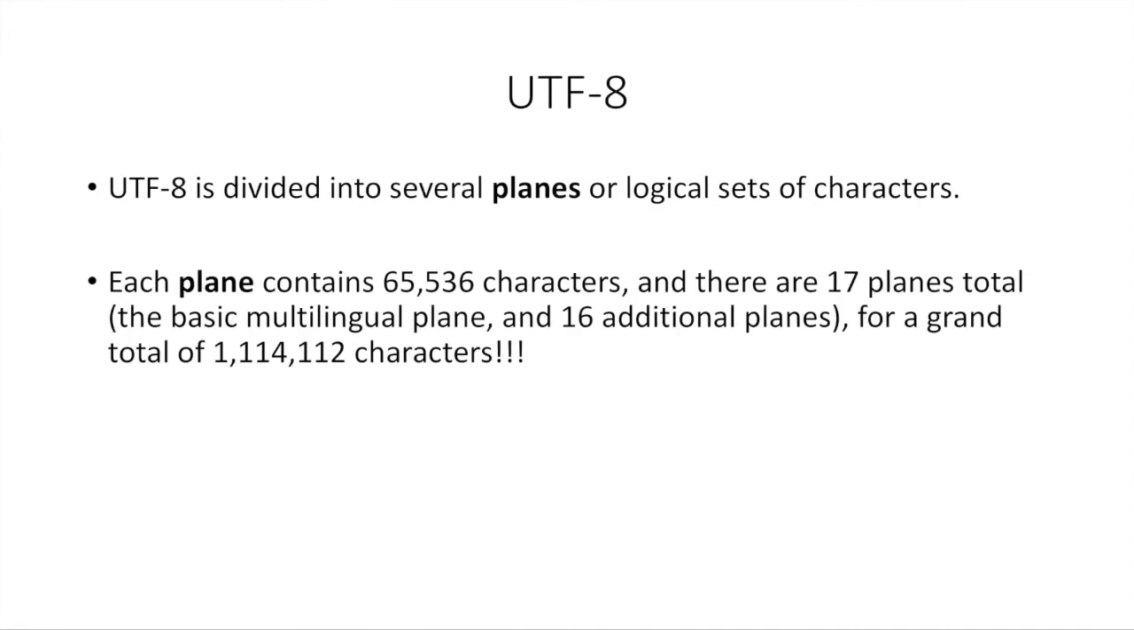So UTF-8 itself is divided into what are called planes. And planes are just sets of characters, they're just logical sets of characters. Now, each plane contains about 65,500 characters, and there are 17 planes total. The first one is called the basic multilingual plane, and this is basically the letters or the symbols that are going to be used in the most common languages of Earth.